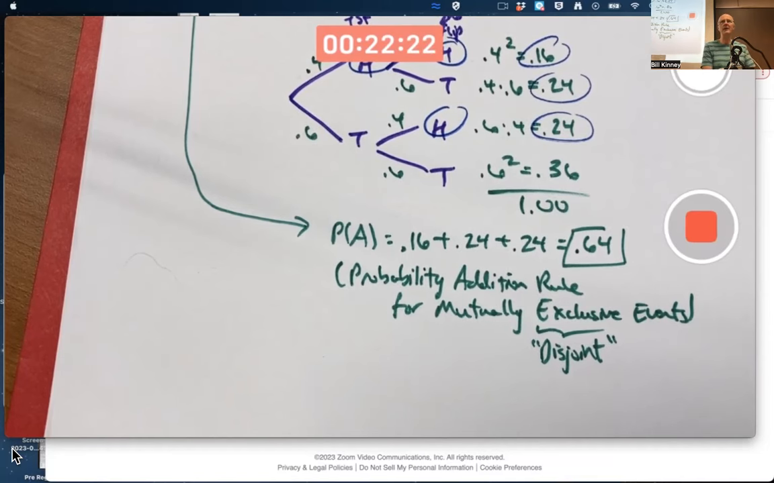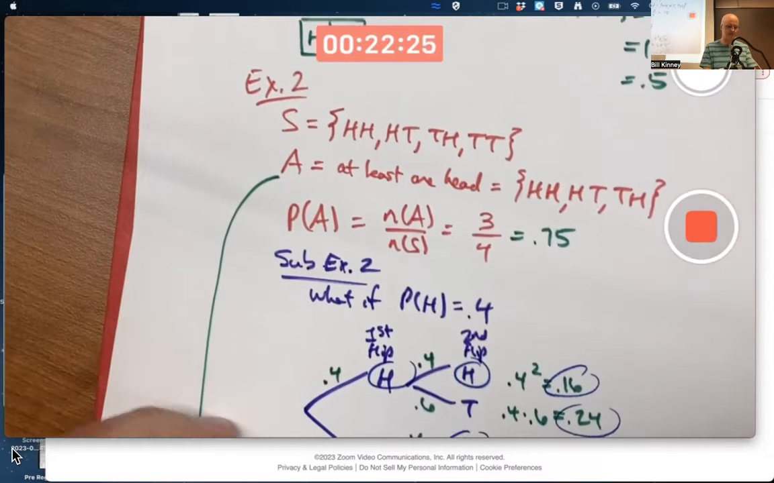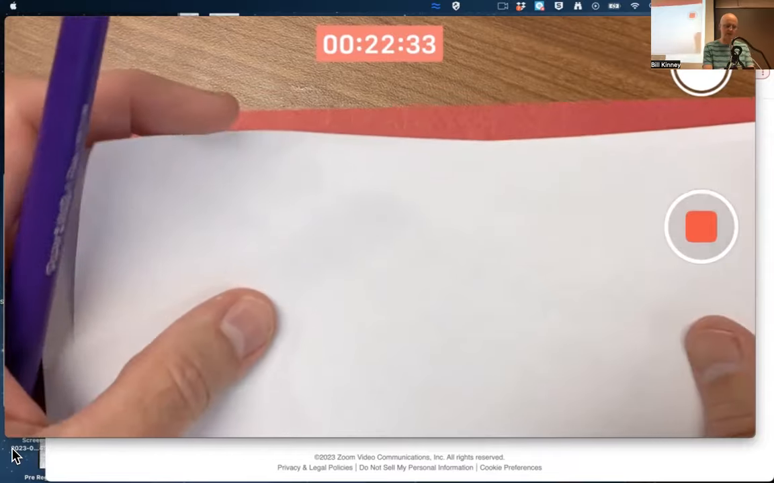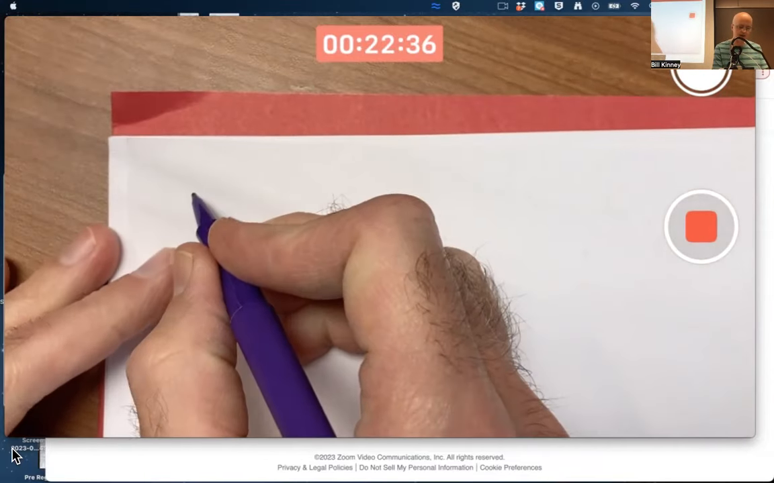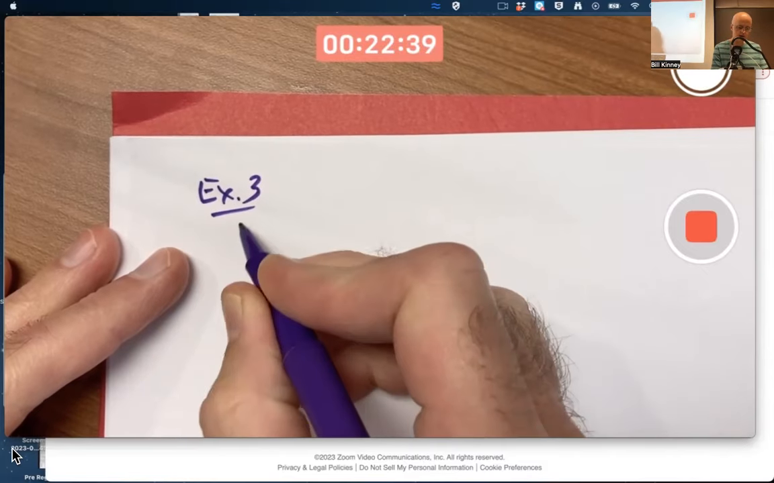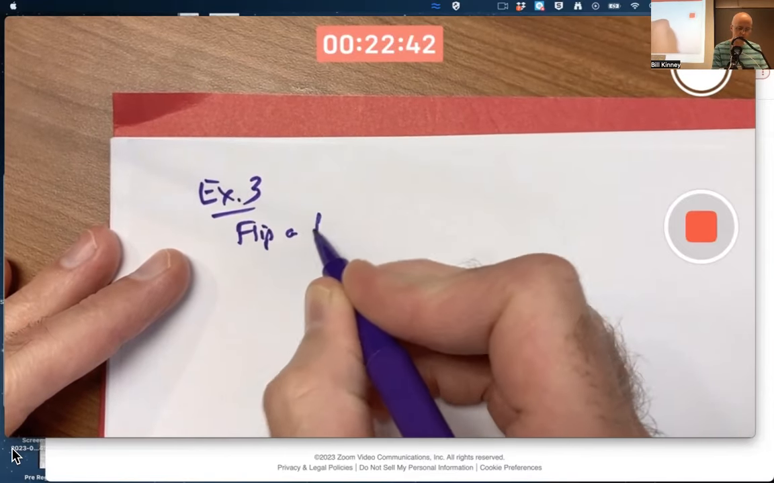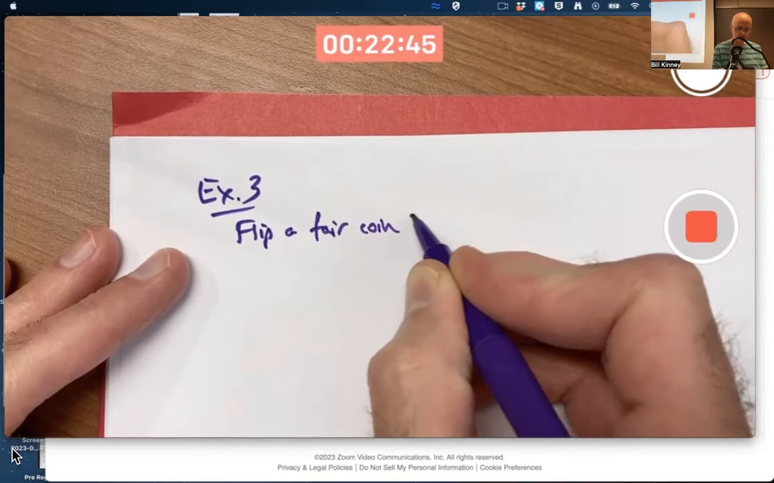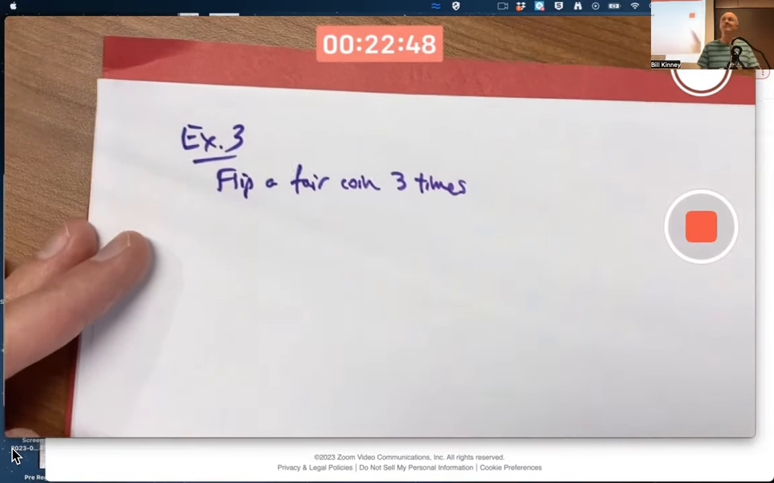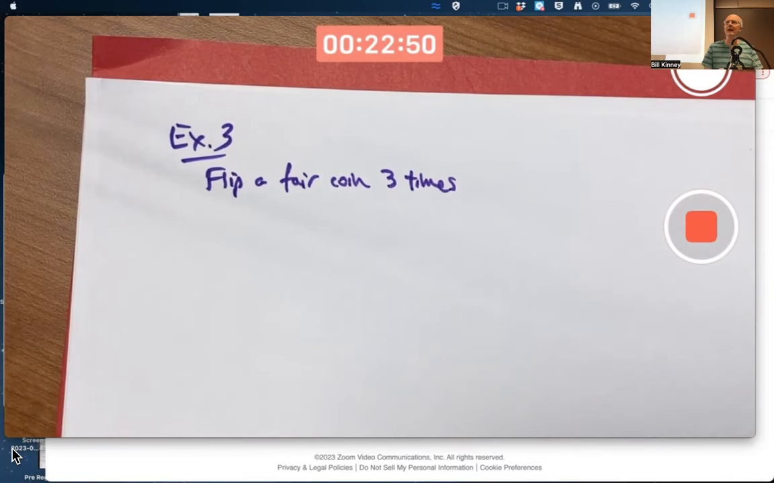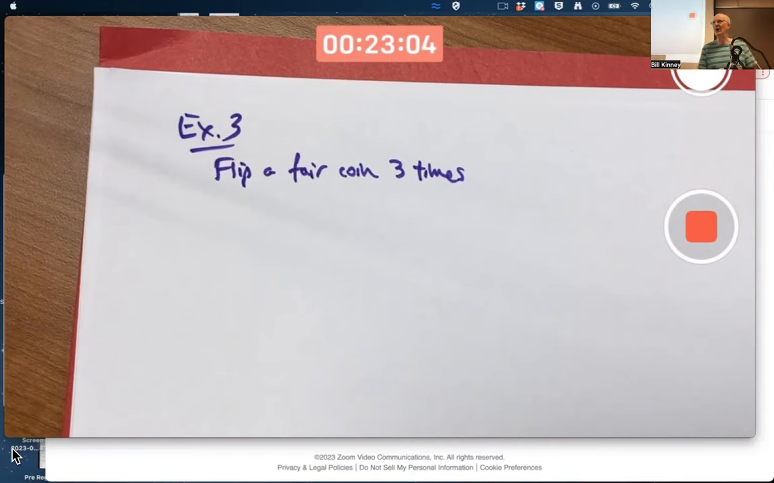Should we try flipping a coin three times? Oh, why not? This is example three. Flip a, okay, let's start with a fair coin, three times. How many outcomes are there going to be in the sample space? Maybe you can just do it in your head. Anybody want to say? I heard a 9, I heard an 8. It's 8. If you're unsure, you could try listing them out and eventually you'd see there's just 8.